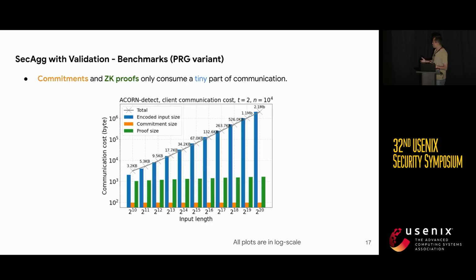And I'm going to show you a bit more benchmark results. The first picture shows the communication cost. The main takeaway from the picture is that the proof size is a very tiny fraction of the total communication cost. And the majority of the communication is spent on encoding, which is good because we want most of the bandwidth to be spent on actually encoding the input.